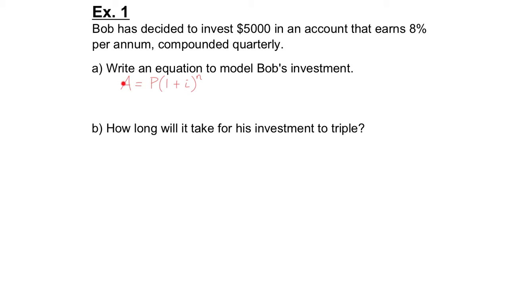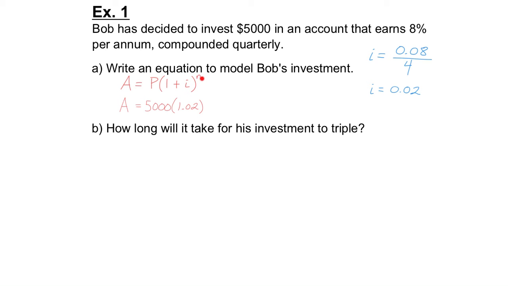I'm going to start with our compound interest formula, and I'm going to plug in the numbers that I know. I know that P is $5,000, that's what he's starting with. Now i is the interest rate per compounding period. So it's not 8%, we have to divide that by 4 because it's compounded quarterly. So 8% divided by 4, well that's 2%. So 1 plus 0.02. Or I can simplify that and just say 1.02.